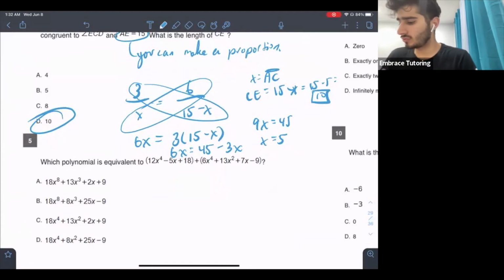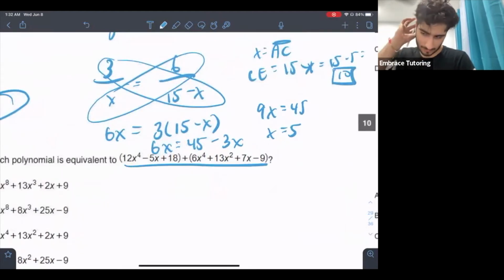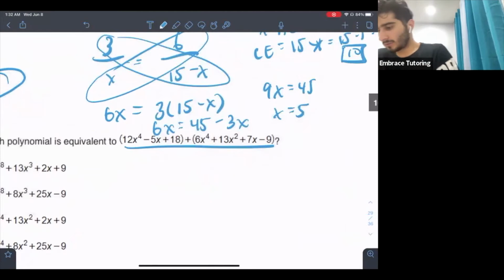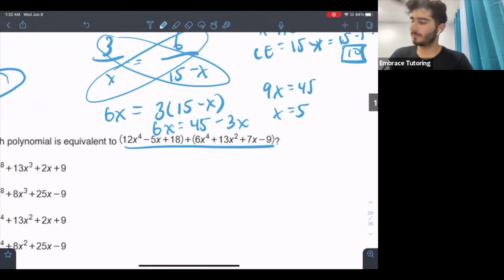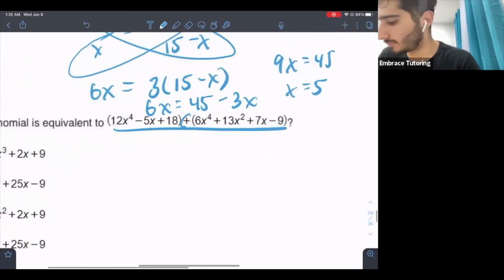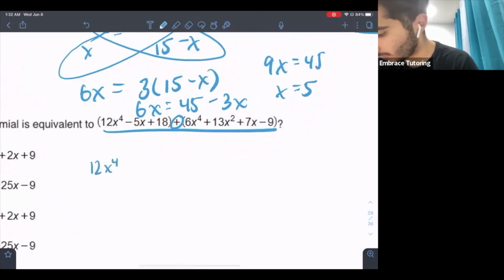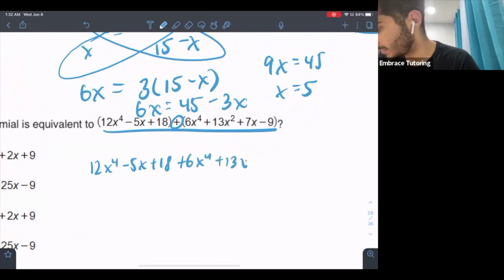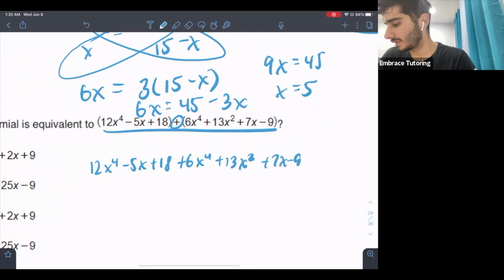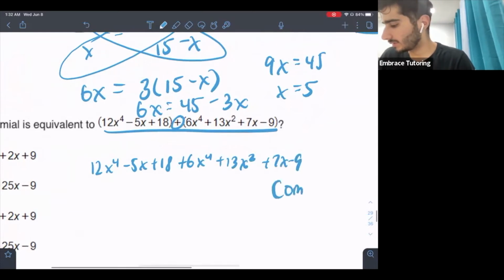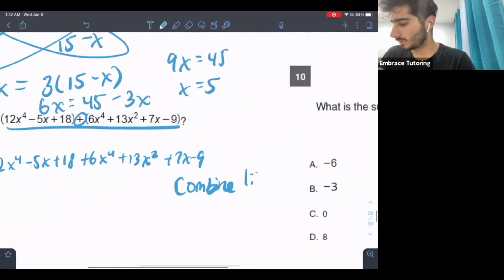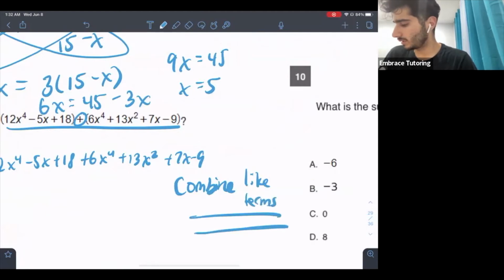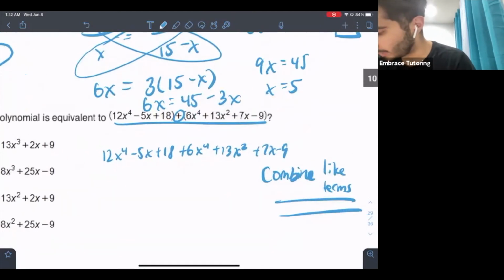Which polynomial is equivalent to this entire expression: 12x to the fourth minus 5x plus 18, all added to 6x to the fourth plus 13x squared plus 7x minus 9? So what you would do here is distribute the plus sign. So you would rewrite everything: 12x to the fourth minus 5x plus 18 plus 6x to the fourth plus 13x squared plus 7x minus 9, and then combine like terms. So then the 12 and the 6, you get 18x to the fourth.